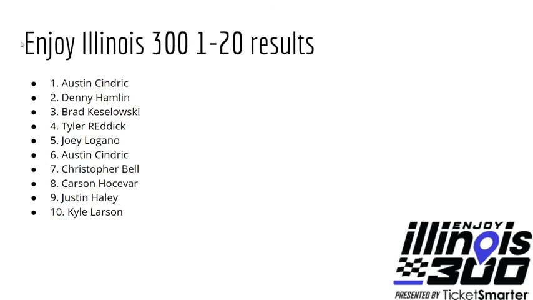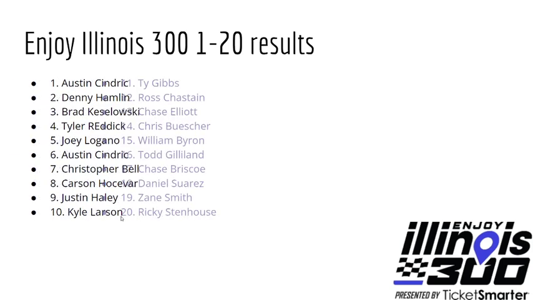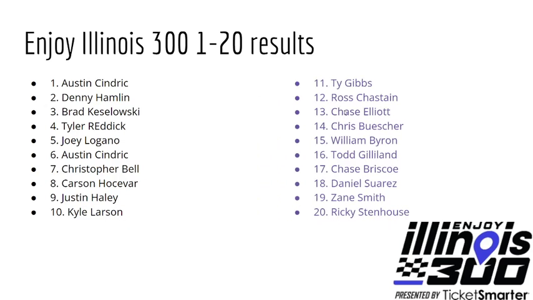it's time for the Enjoy Illinois 300 race results. We're going to start off with 1st through 20th. Austin Cindric got his second career win. Denny Hamlin then his second, Brad Keselowski third. Tyler Reddick was fourth. Fifth was Joey Logano. Sixth was Austin Cindric. Seventh was Christopher Bell. Eighth was Carson Hocevar. Justin Haley ninth. Kyle Larson 10th. 11th was Ty Gibbs. 12th Ross Chastain. 13th Chase Elliott. 14th Chris Buescher. 15th William Byron. 16th Todd Gilliland. Chase Briscoe. 17th Daniel Suarez. 18th Zane Smith. 19th Ricky Stenhouse.